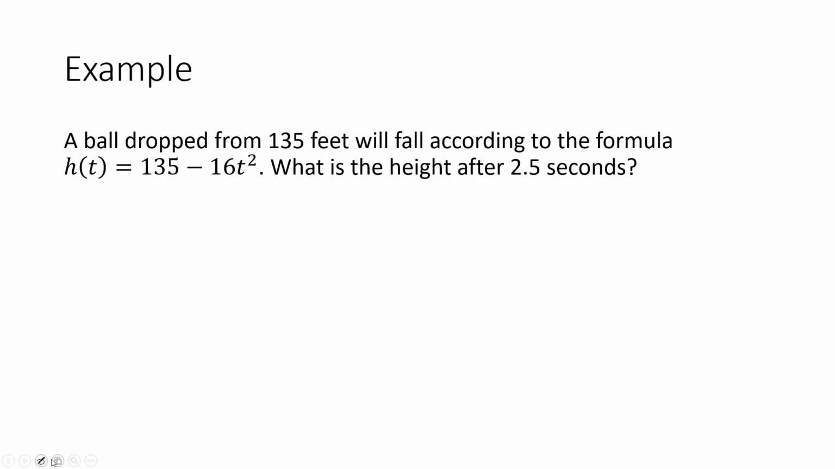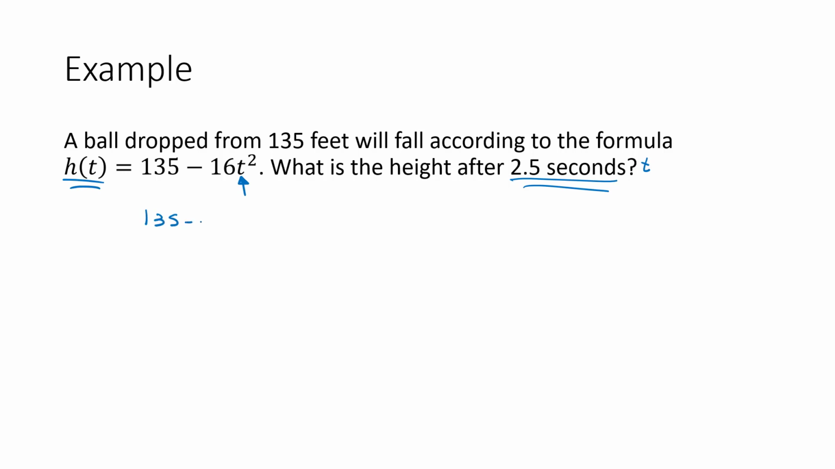All right, here's a better example. A ball is dropped from a 135-foot wall. According to the formula, h of t is 135 minus 16t squared. We have the function. What is the height after 2.5 seconds? So that's seconds. That tells us the amount of time that's gone by. So really all we're interested in is a specific point. We just need to plug those 2.5 seconds into the time to get the height.